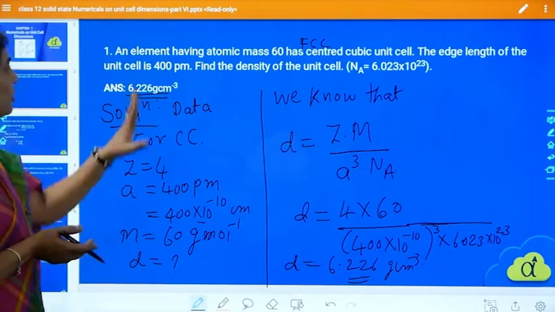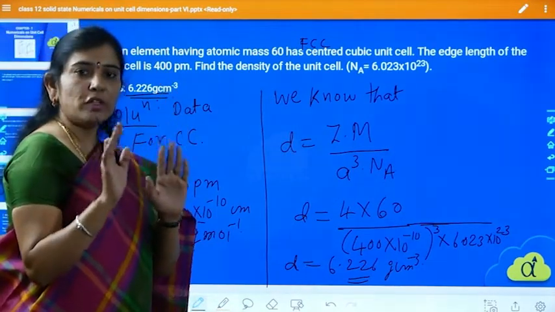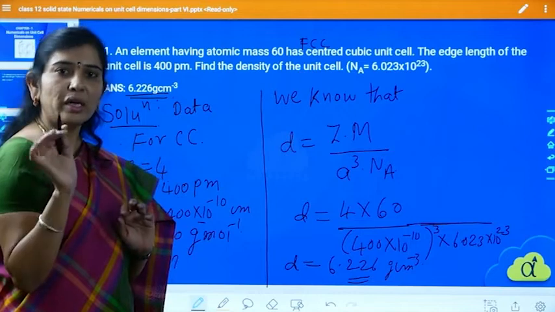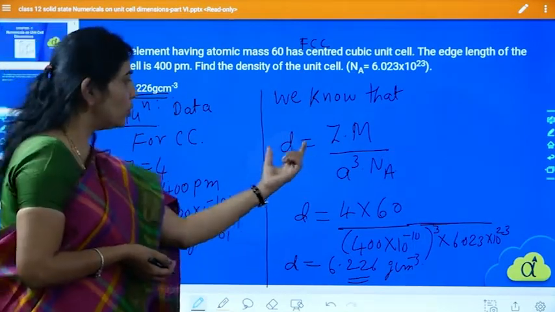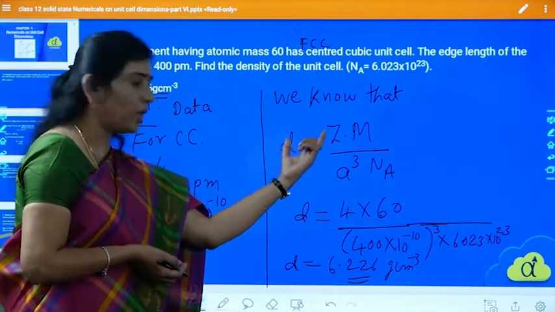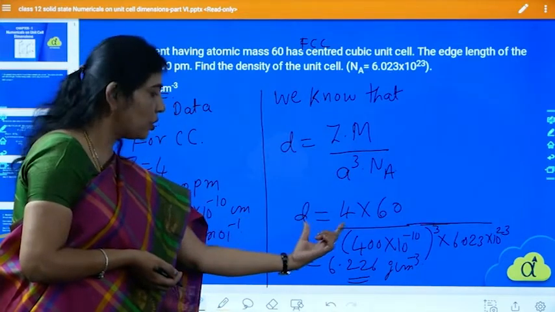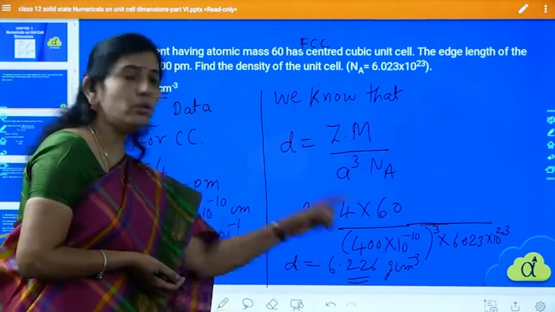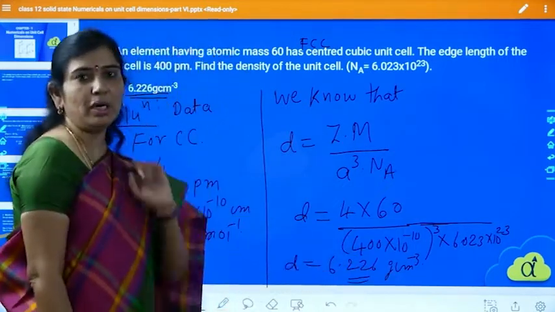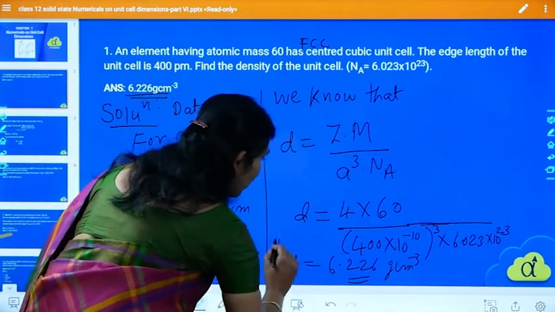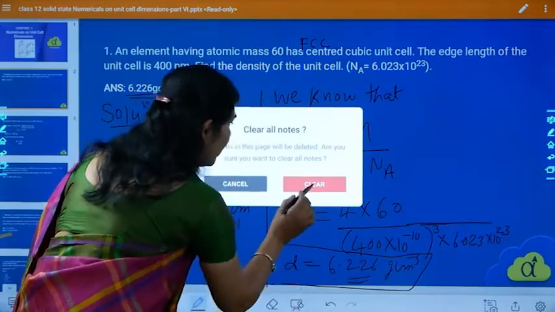Please don't get confused. First you go through what problem is given. You have to understand it properly. Then you have to write the data. Then with respect to that data, you have to frame the formula. First write the formula, then substitution, simplification with unit. If the unit is not written, you are going to lose 1 mark. So this is the density value of the unit cell for the given unit cell. This is how you can calculate.